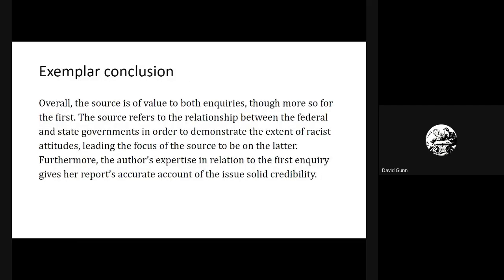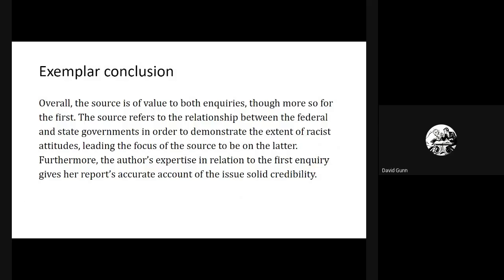And then here's an exemplar conclusion. This is from a different answer to the same question. Overall, the source is of value to both inquiries, though more so for the first. The source refers to the relationship between the federal and state governments in order to demonstrate the extent of racist attitudes, leading the focus of the source to be on the latter. So it's focusing on racist attitudes. Therefore, because of its focus, it's more valuable for the first inquiry.